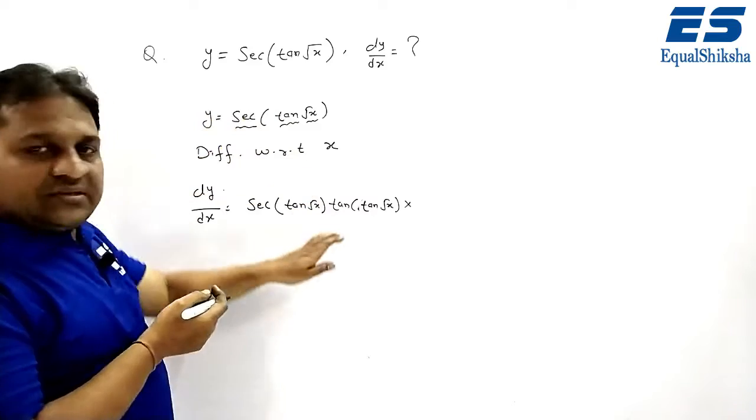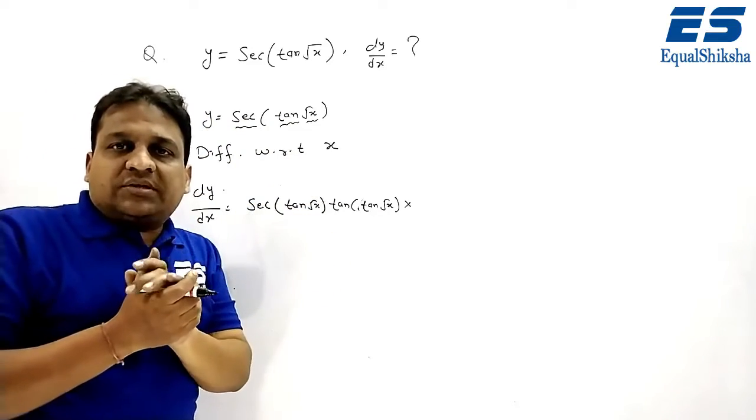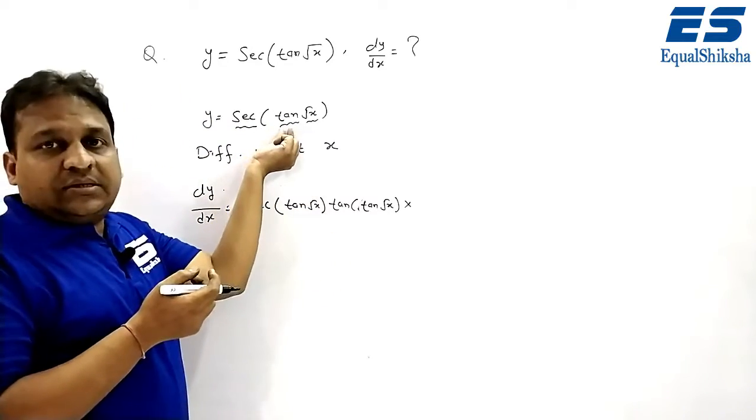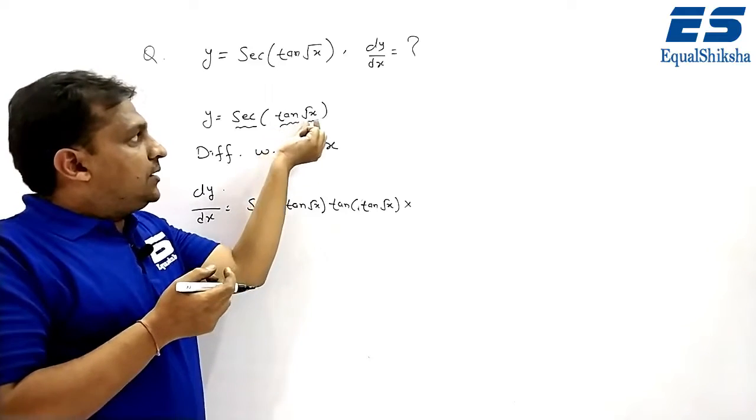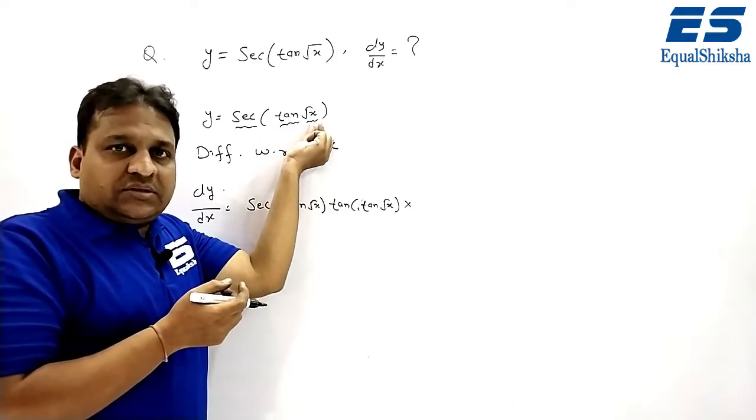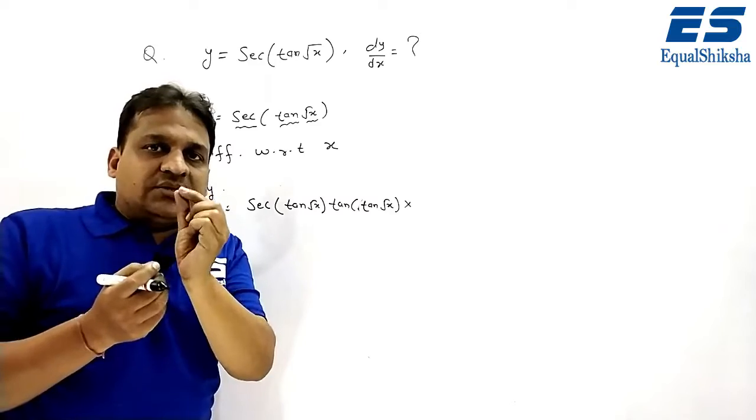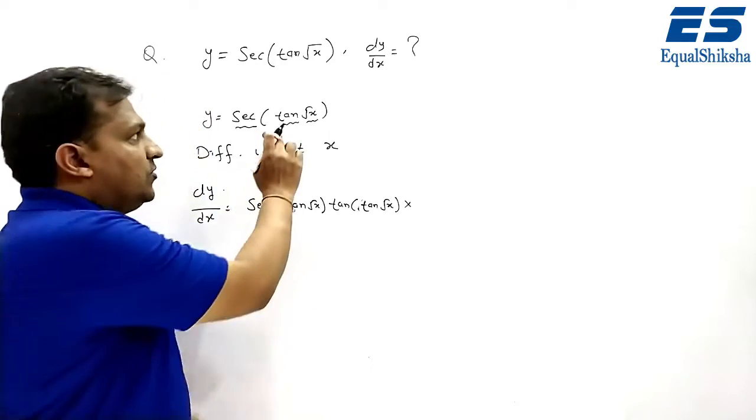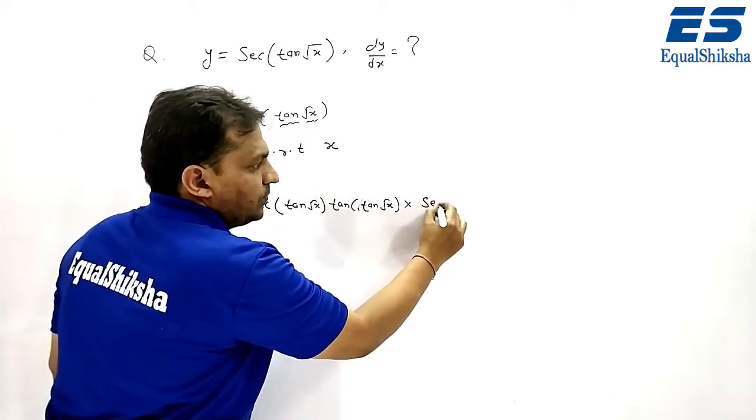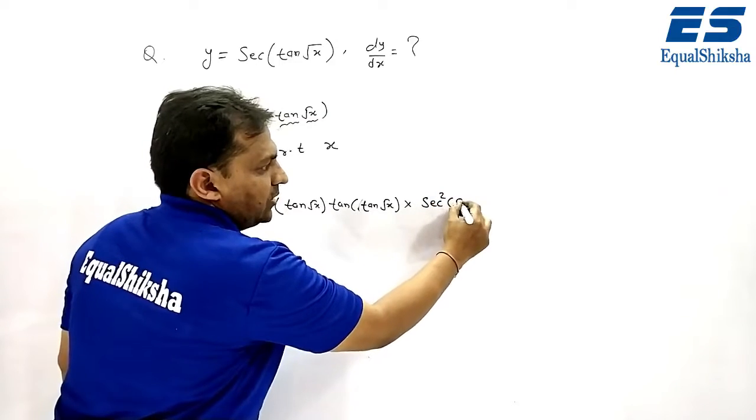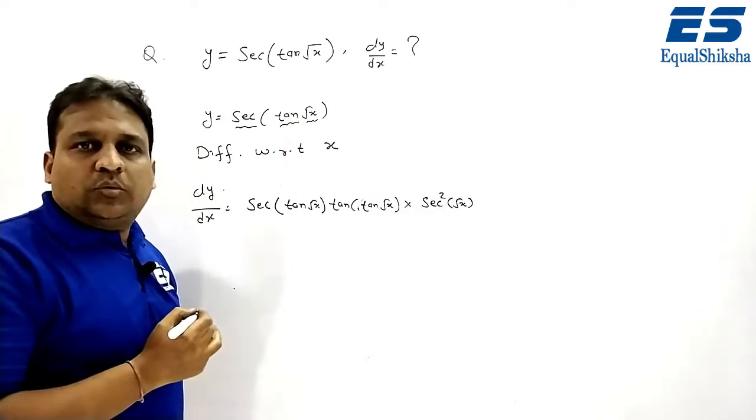We have done the differentiation of sec x. Now we'll do differentiation of the second function, and the second function is tan. For differentiation of tan, this root x is the third function, so we will consider this third function as x. So now differentiation of tan is sec square, so this will be sec square into root x.